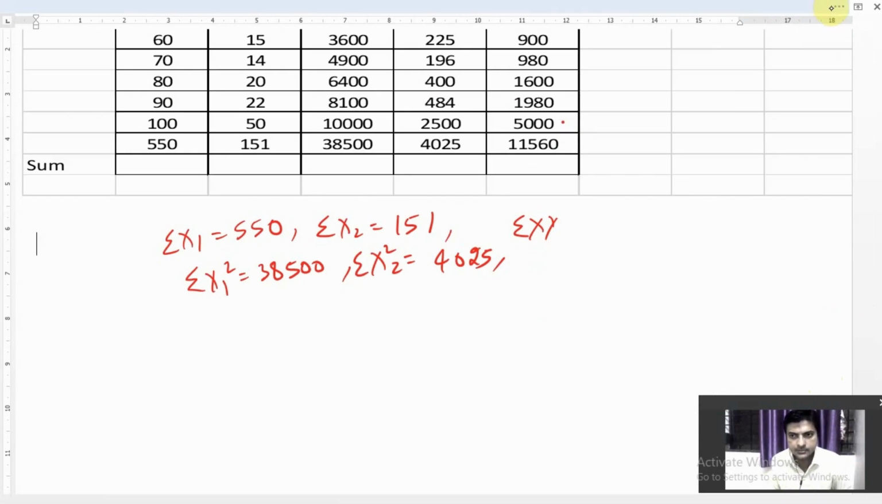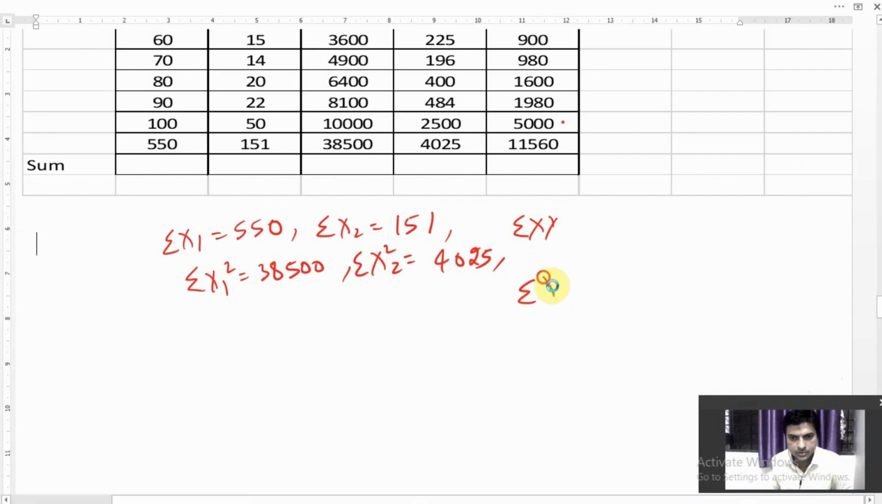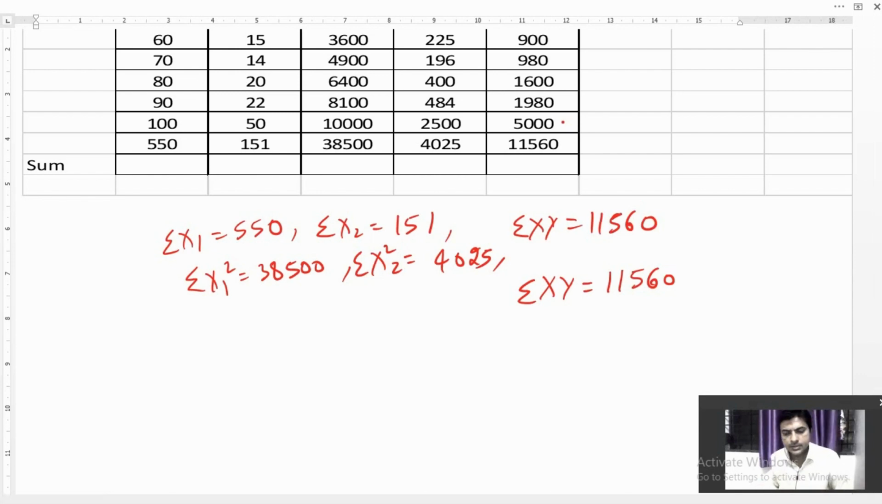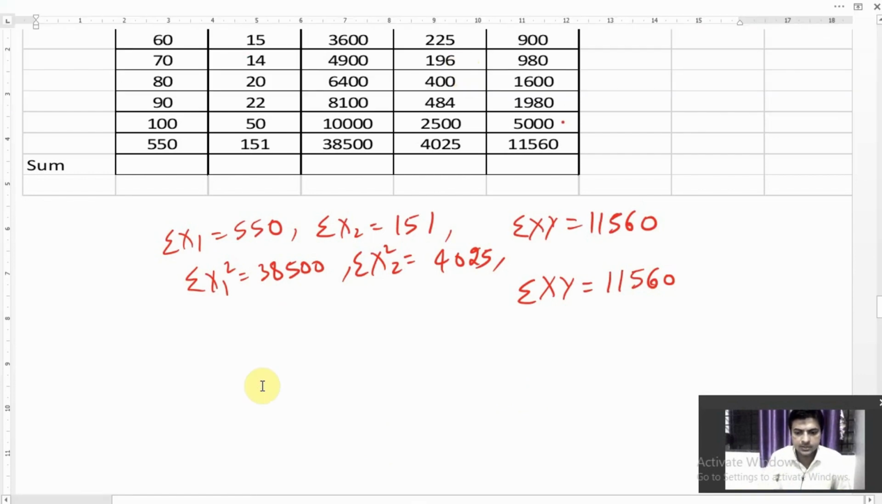So please take down summation x into y will be 11,560. So this is how we get the answer. Now substitute all the values in the calculator quickly, students. Now you know the formula, you know all the values. Just substitute in the calculator. You must get the answer.